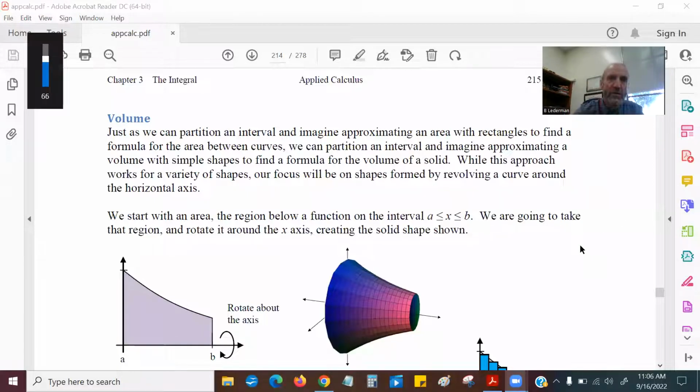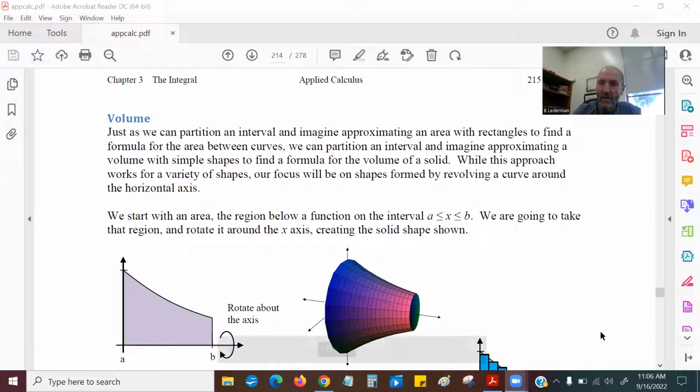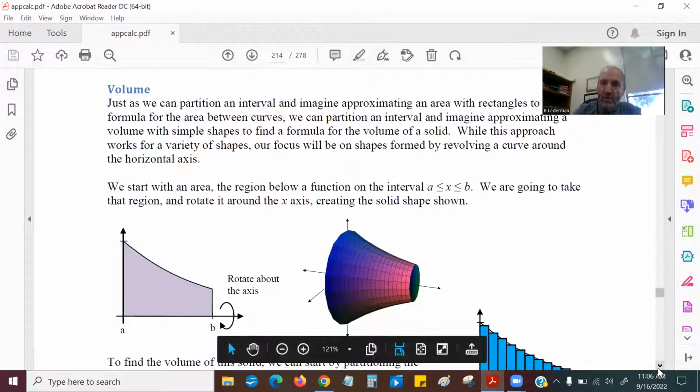Hey everybody, now we're going to start volume. This is again part of section 3.6, and this is how to use an integral to find volume. What we're going to do is actually in a way similar to what we did when we found area. Let's just talk you through this here.